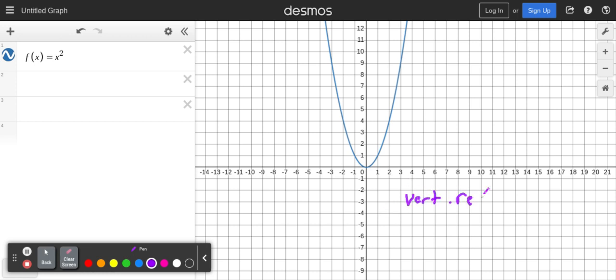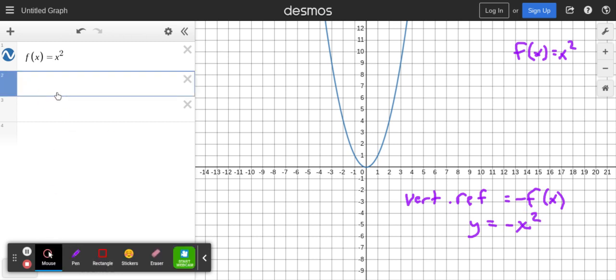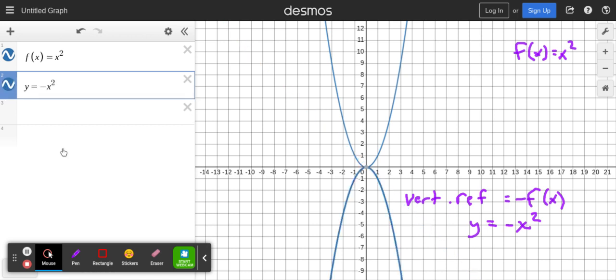Okay, so if we have a vertical reflection, remember that's going to be negative f of x. Side note, f of x is equal to x squared here. So y is going to be equal to negative x squared. And voila, now we have a vertical reflection over the x-axis. Here's our original x squared up here. There's our vertical reflection there.